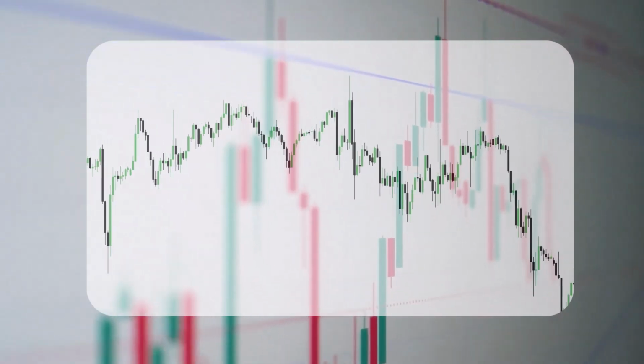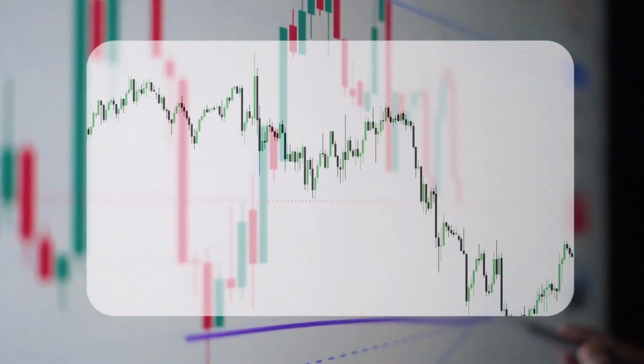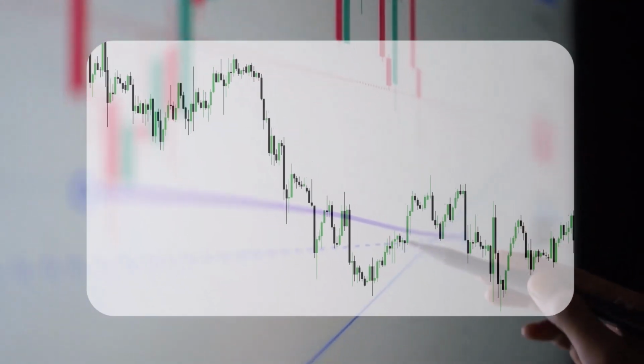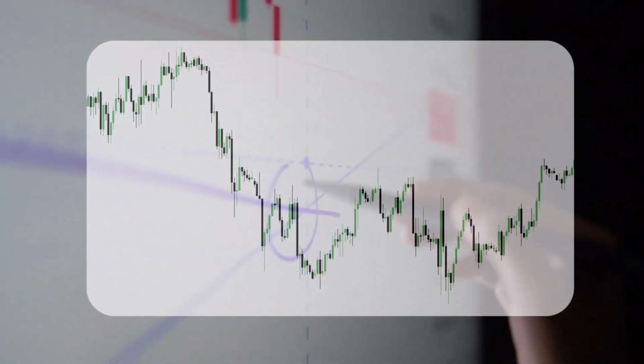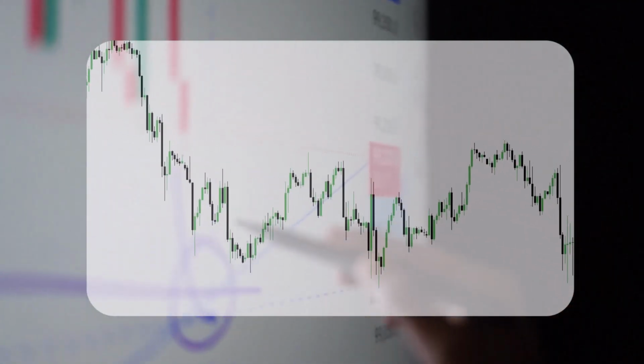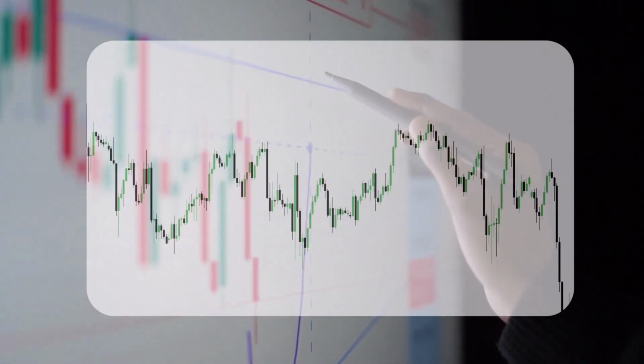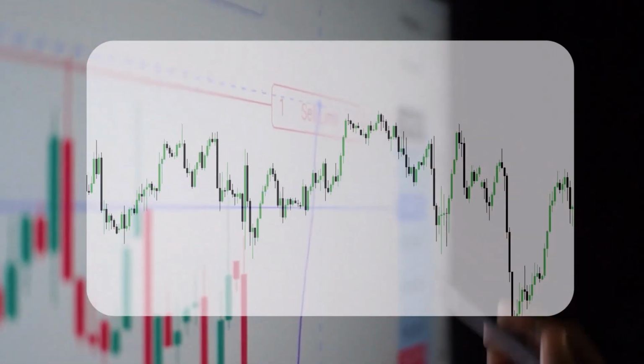Today, I'm going to show you how to accurately identify and map market structure along with its key elements. This is one of the most important foundational steps in your trading journey, and mastering it will set you on the path to success and profitability.